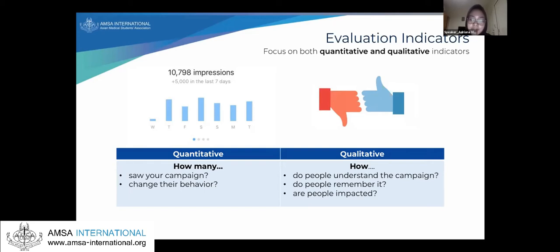And the qualitative indicators can also be used for you to understand whether your message is easily understood and whether your message is remembered, because in advocacy, we want people to remember, not only to understand at the given moment, but also to remember it so that they will use and follow the behavior sustainably.